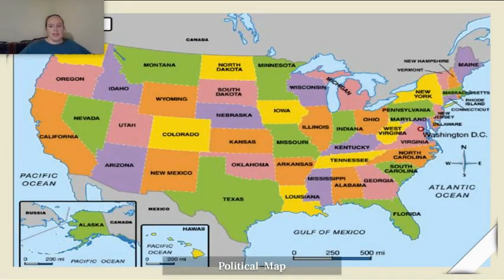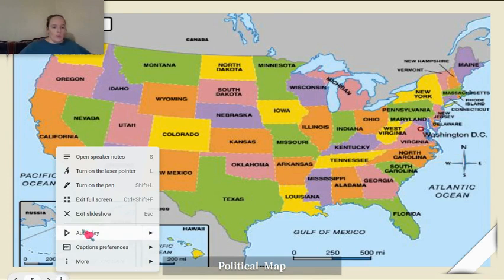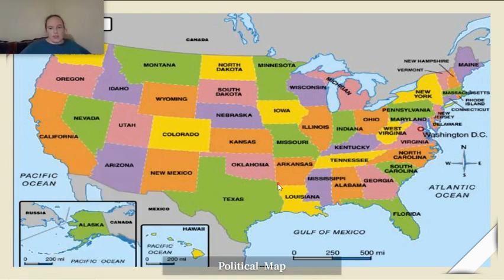Our next map is a political map. A political map is just going to show us the boundaries. So as I said before, we have a boundary between Texas and Louisiana right here. That is our border. Between Texas and Mexico, we have a border. Between Canada and the United States, we have a border. My drawing is not going to be good on a computer screen.